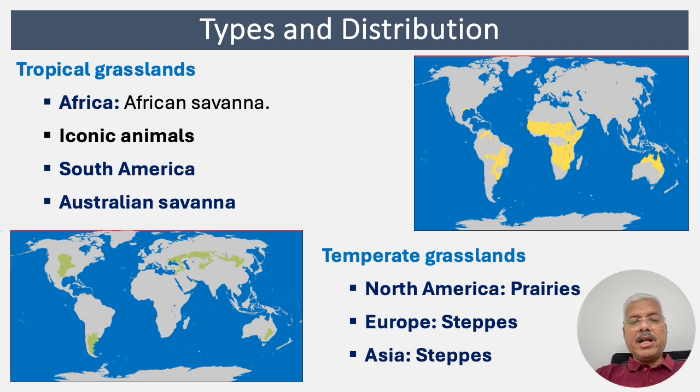The temperate grasslands in Europe are often referred to as steppes. They can be found in countries such as Hungary, Russia, and Ukraine. Temperate grasslands in Asia are also known as steppes. They can be found in regions such as Mongolia, Kazakhstan, and China.